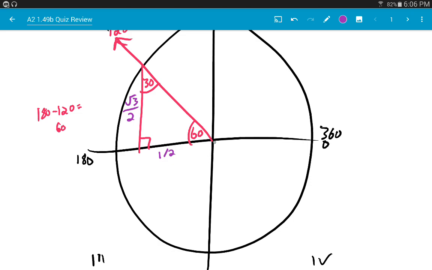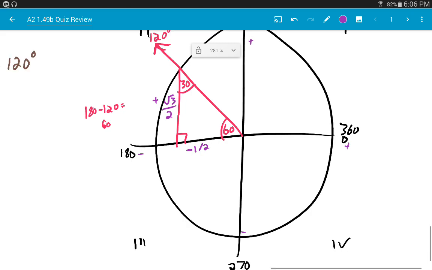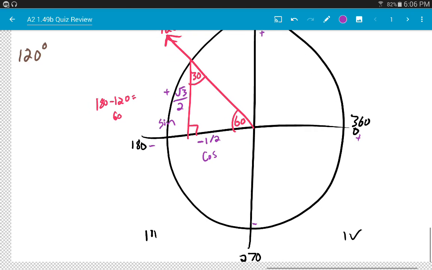Now let's see, this is left, a negative base, and this is positive because it's up. Left is negative x, positive y, and negative y. So it's negative, positive. Okay. And this right here is cos, and this is sine, just like we saw in our last diagram.